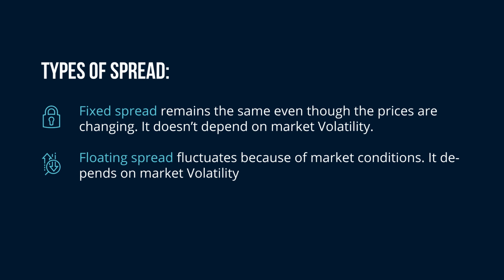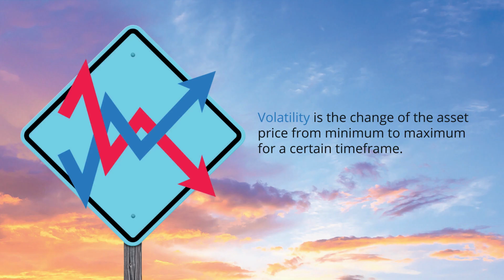So here it would be useful to talk about volatility itself. What is it? Volatility is the change of the asset price from minimum to maximum for a certain time frame. Or to put it more simply, volatility is the fluctuation of the market, how actively it fluctuates. You can imagine the pulse, the heart rate of a person who is doing sports actively, some high intensity training. You will see that it jumps up and down pretty often. That could be an example of high volatility in the market.